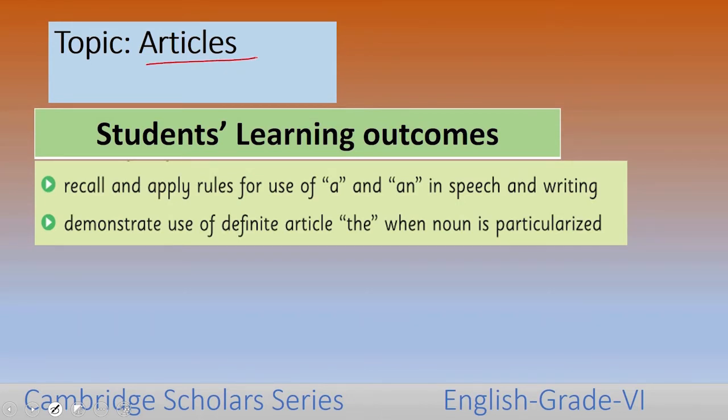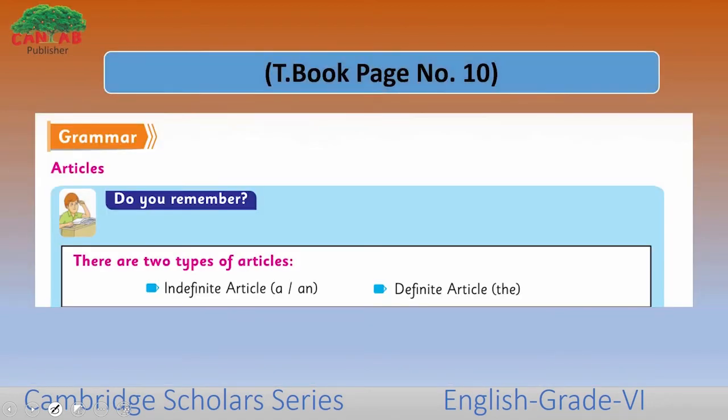Students' learning outcomes of this session are: recall and apply rules for use of a and an in speech and writing. Demonstrate use of definite article the when noun is particularized. Here, look at page number 10 in your textbook. We have a grammar section here of articles.